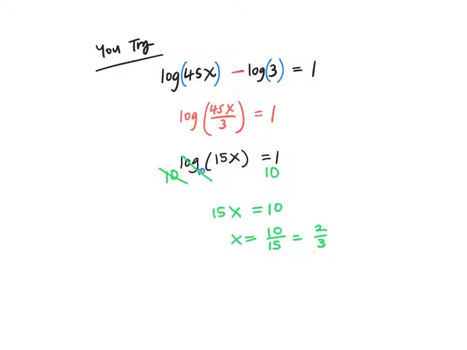So if we put 2/3 into the argument of the original equation, well, I don't have to plug it in here because there's no variable, it's just right here. I see that it gives me a positive overall value. Therefore, 2/3 is your final answer.